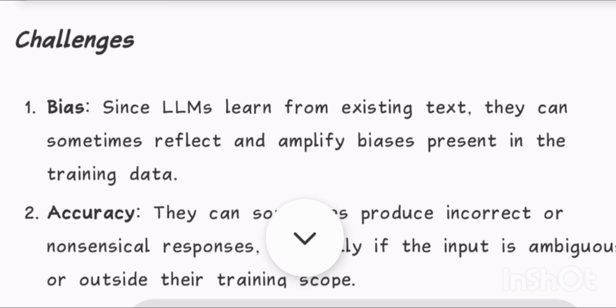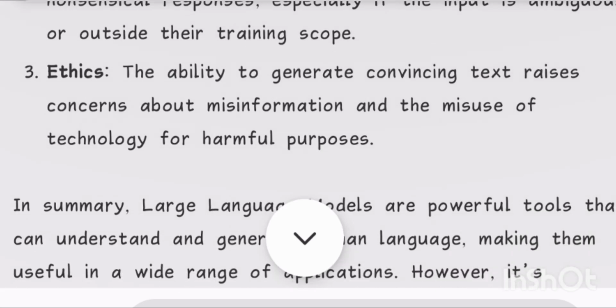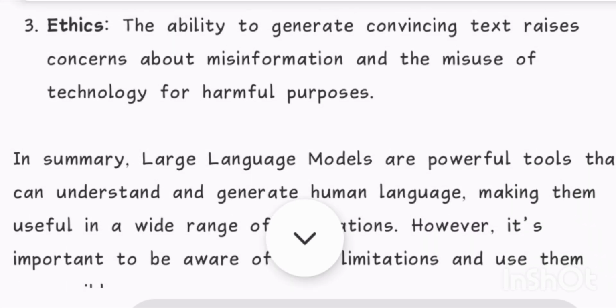Challenges. 1. Bias. Since LLMs learn from existing text, they can sometimes reflect and amplify biases present in the training data. 2. Accuracy. They can sometimes produce incorrect or nonsensical responses, especially if the input is ambiguous or outside their training scope. 3. Ethics. The ability to generate convincing text raises concerns about misinformation and the misuse of technology for harmful purposes.